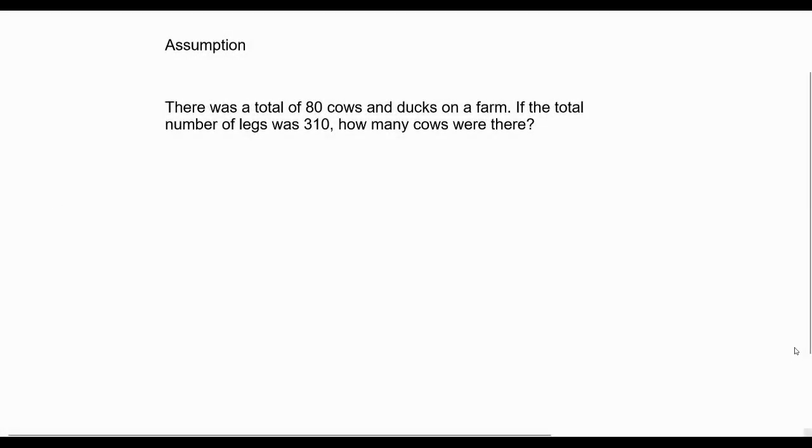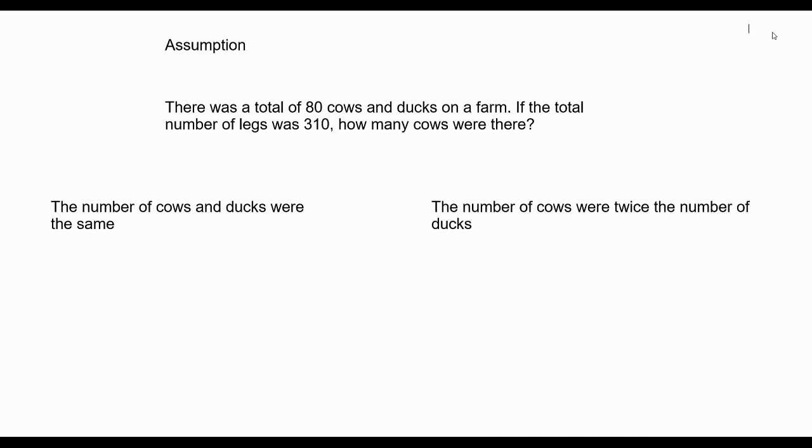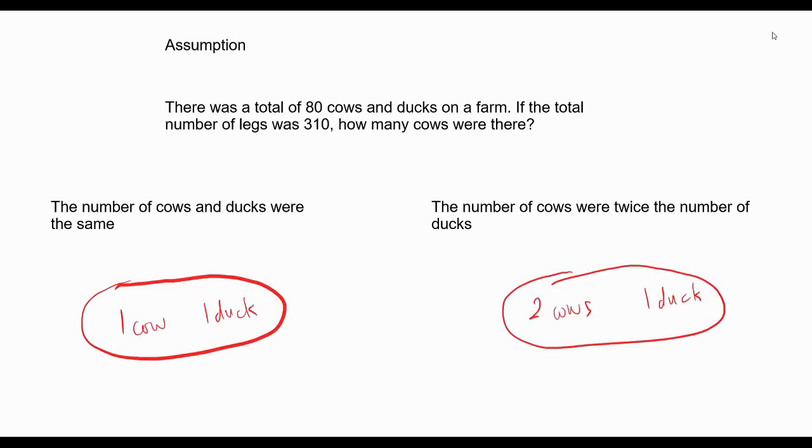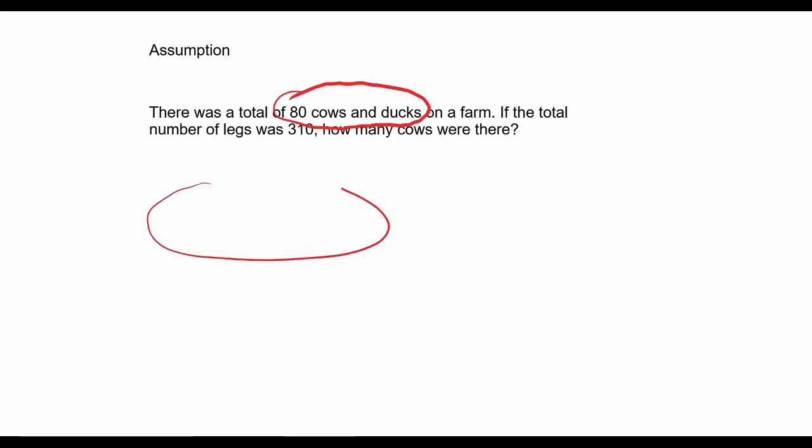Assumption questions are often confused with grouping questions. So how do you tell them apart? The easiest way is to try and group them. For grouping questions, you'll be told that cows and ducks are equal, or there are twice as many cows as ducks, or anything that indicates the ratio or proportion of the animals, so you'll be able to form a group. For this question, you're only told the total number of animals, so you can't form a group. Therefore, it's quite likely an assumption question.